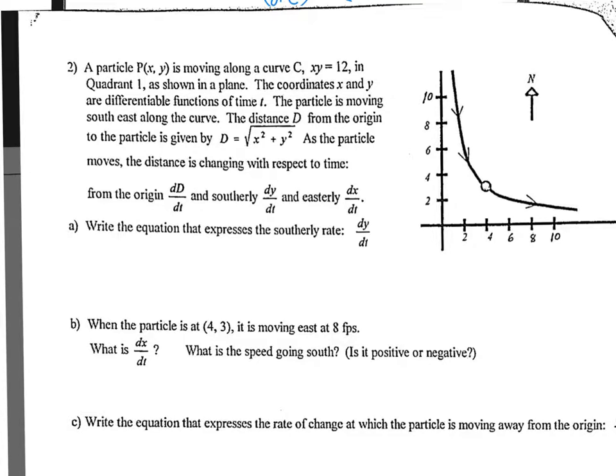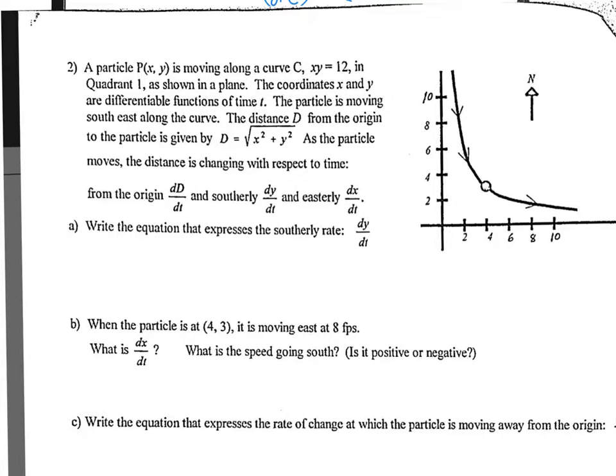The particle's moving southeast along the curve. The distance d from the origin is given by d equals the square root of x squared plus y squared. As the particle moves, the distance is changing with respect to time from the origin. Southerly, it's moving in a y direction. Easterly, it's moving in an x direction, dx/dt. I've never heard southerly. Okay, it says write the expression that expresses the southerly rate dy/dt.